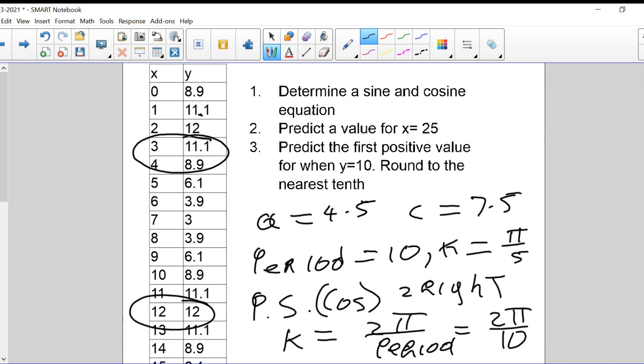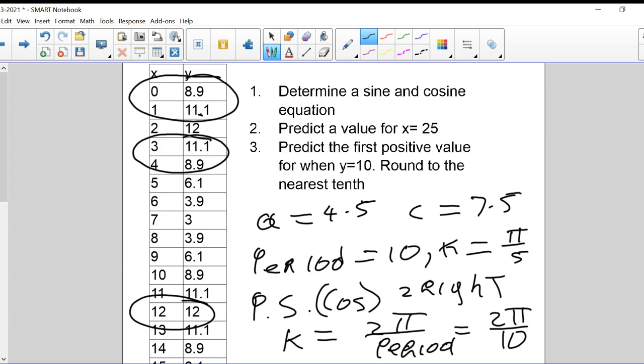But that's not where we should be looking for our answer. Our answer is supposed to be the very first positive value for when y is equal to 10. So I'm thinking that answer should be somewhere between here and here. Right? Instead of going from 11.1 to 8.9, yeah, we're going to get 10 somewhere in there. There's going to be a value of 10 on the y-axis somewhere in there.